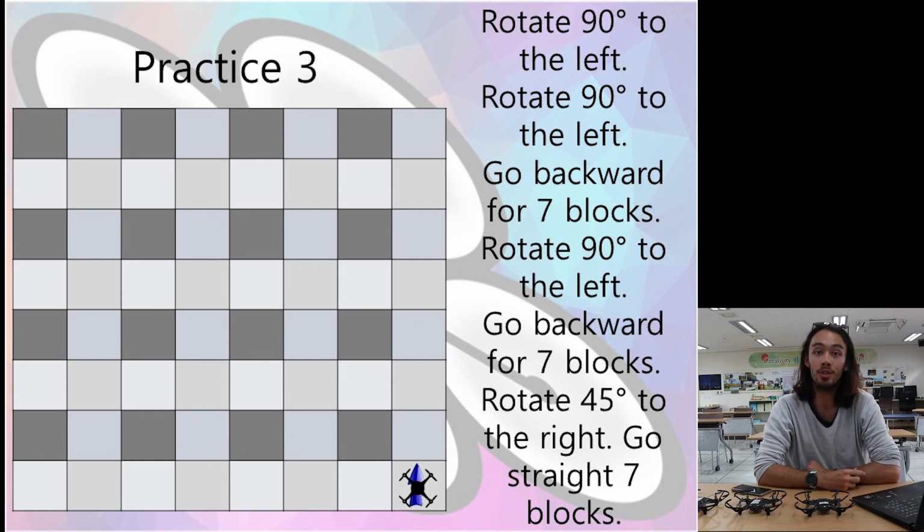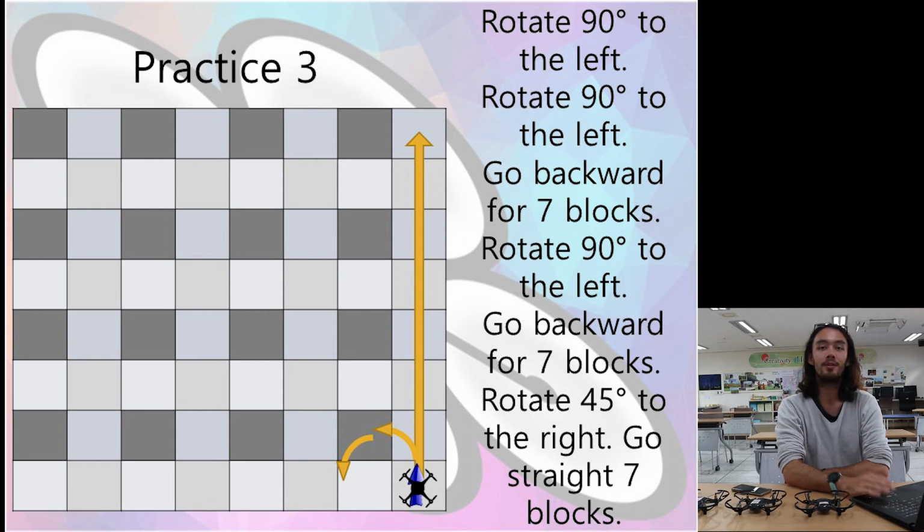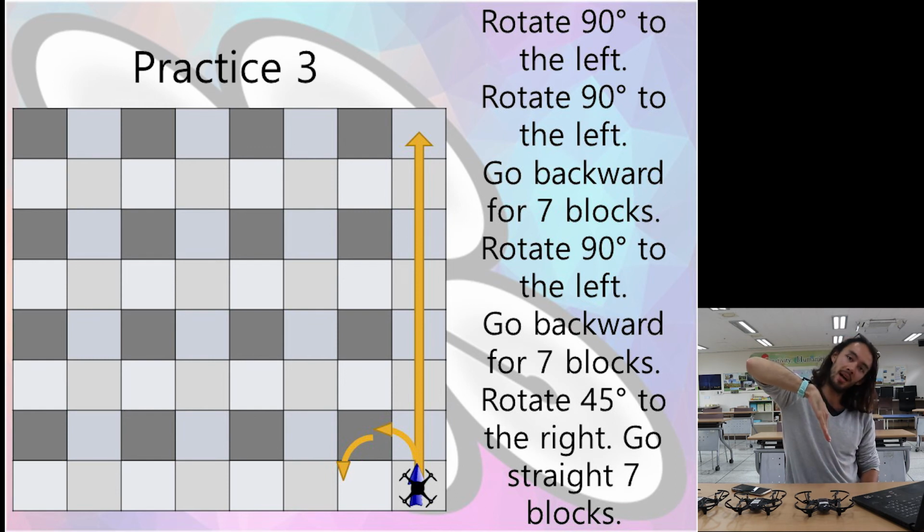Let's do the solution for practice 3. So step 1, rotate 90 degrees to the left. Step 2, rotate 90 degrees again. Step 3, go backward for 7 blocks. So the reason, we rotated 90 degrees to the left, we rotated 90 degrees to the left, and so now backwards is going this way, which is up.